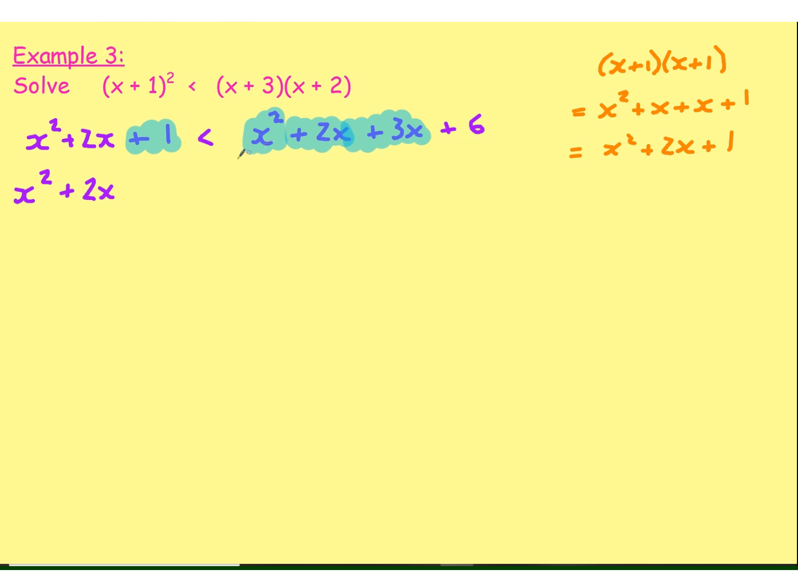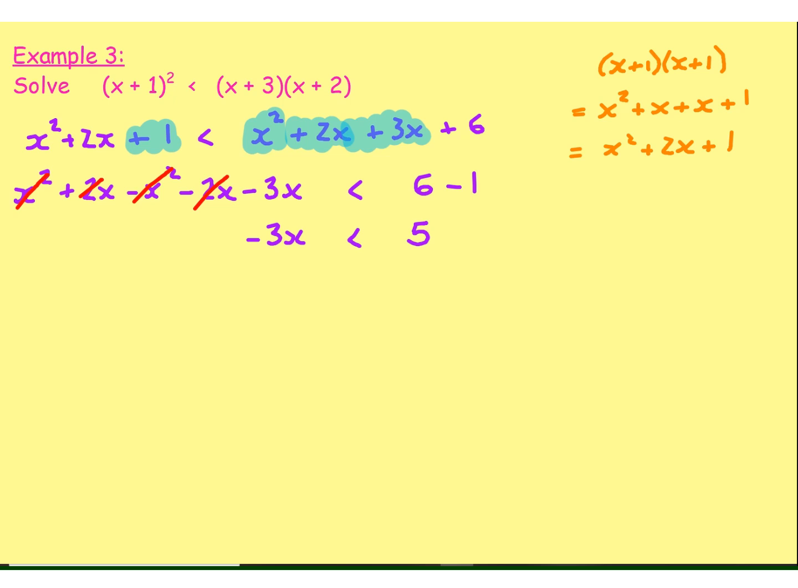Right, so that's coming over and becoming negative. That's coming over and becoming negative. And that's coming over and becoming negative. That 6 was left alone. And that +1 is coming over to become negative. Now it's still looking quite complicated, but don't worry, it's going to tidy up nicely. So if you look closely, you will see x squared take away x squared, they just give me 0. 2x take away 2x gives me 0. And then I'm just left with a negative 3x here. 6 take away 1 is 5.